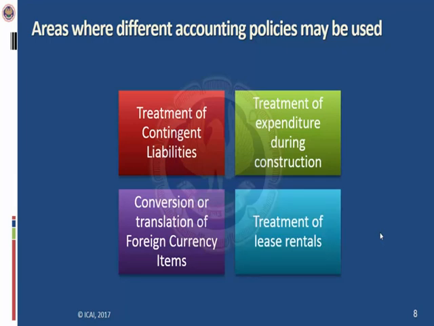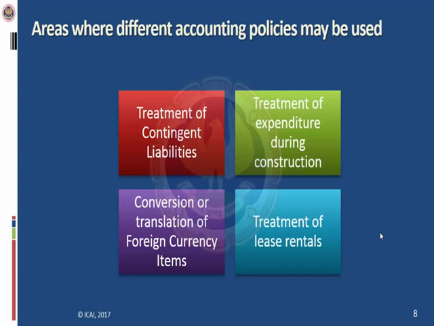Treatment of lease rentals. The lease rentals treatment is given under Accounting Standard 9, which talks about leases. Leases are of two kinds: operating leases and finance leases. There are two different treatments for operating lease and finance lease. While framing an accounting policy, the entity needs to disclose which accounting policies it has applied for recognition of lease rentals. In case it is an operating lease, then the operating lease needs to be straight-lined over the non-cancelable period.